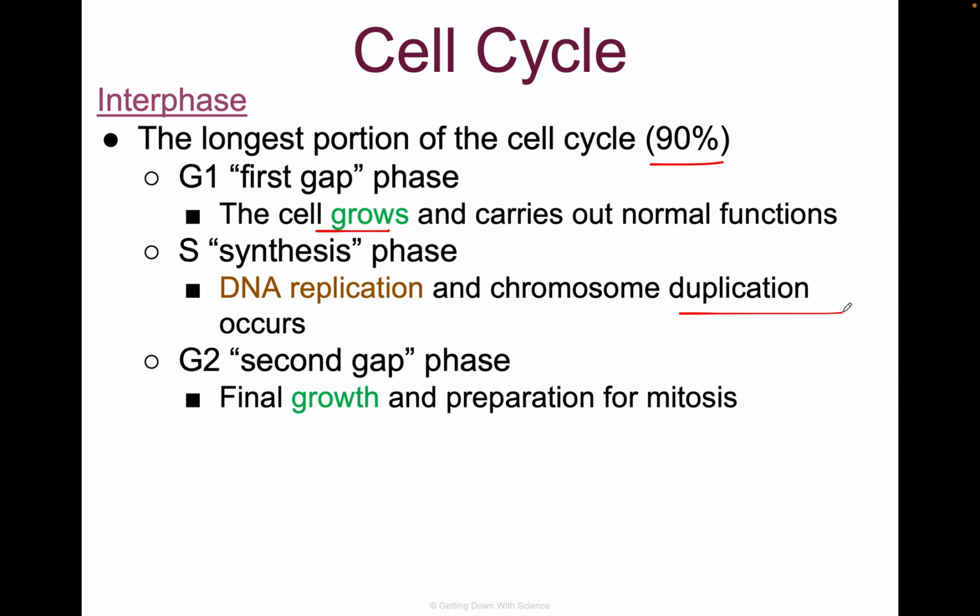There's a couple checkpoints in here too. We're not going to duplicate a cell that's not ready to be duplicated. So this is also where a second check happens. We'll get into that at the end of this lecture video. And then you have the M phase, which is actually mitosis, right? This is when the nucleus divides.